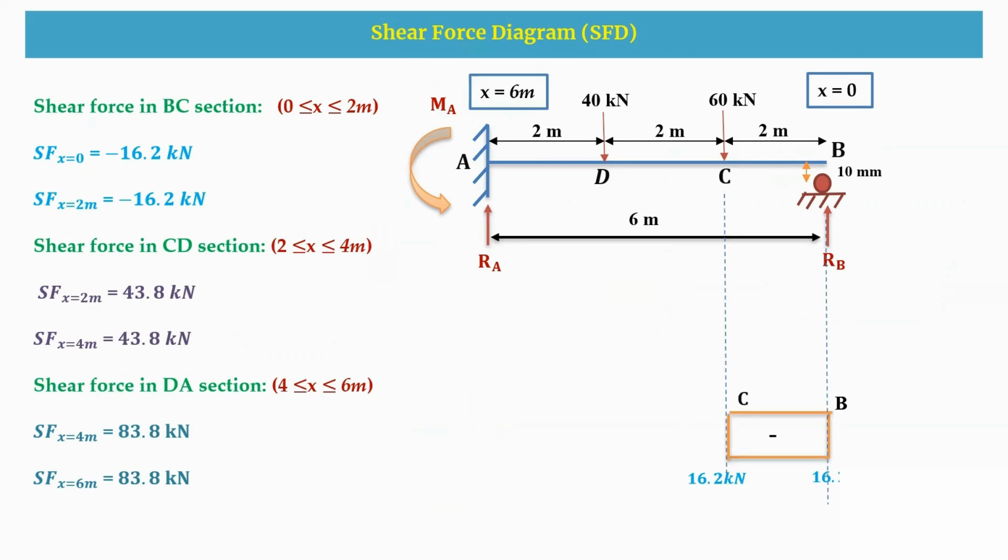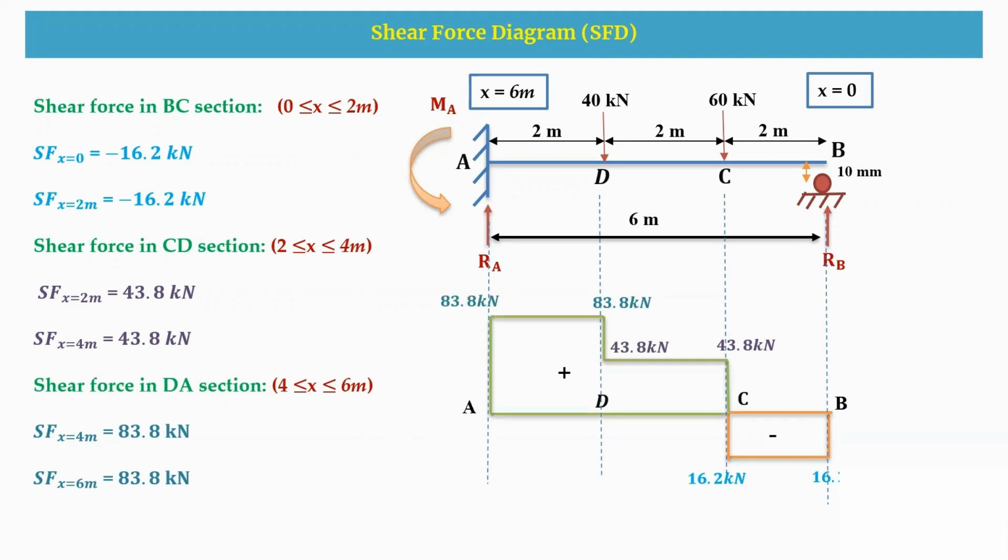Again from C to D, it is 43.8, which is positive. So I'm writing C 43.8 and here D also 43.8. And from D to A, I'm getting 83.8 kilonewton. Now I'm going to join all these things. So this is how we are going to get a positive value.